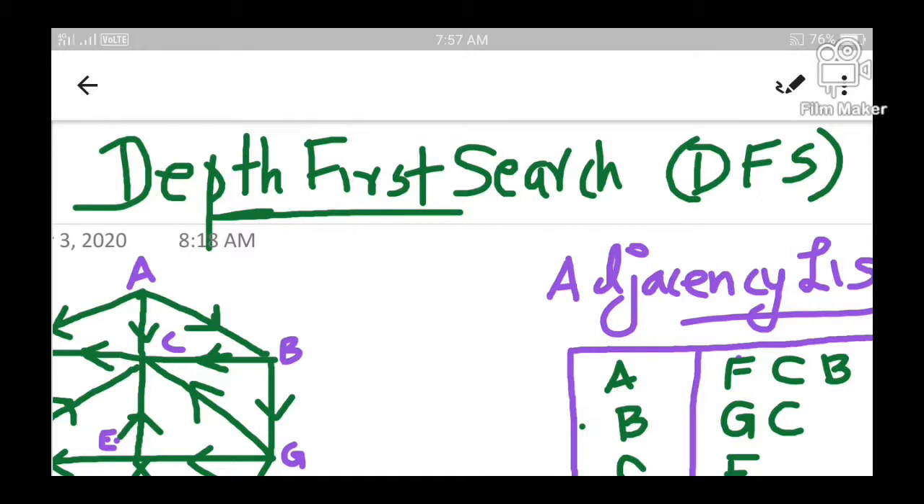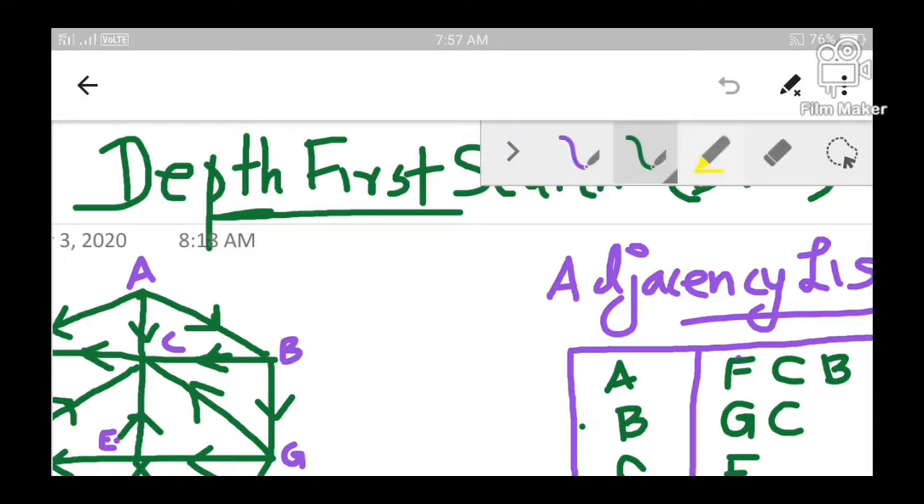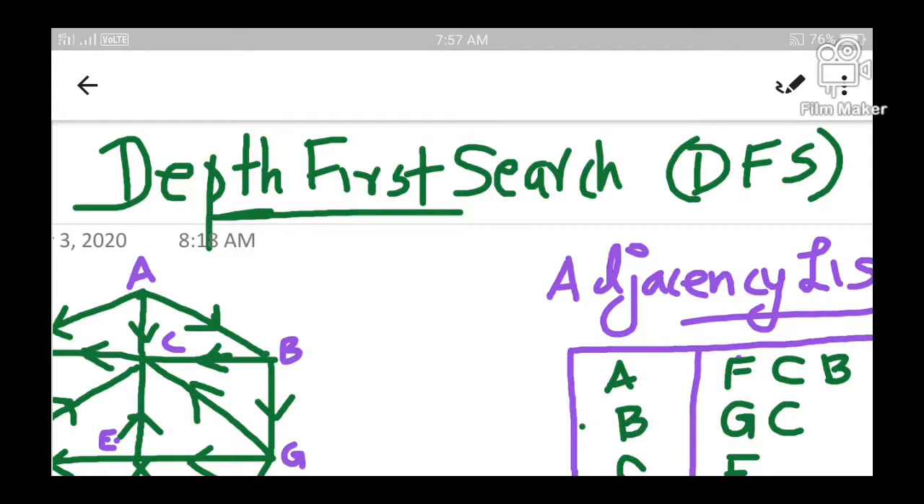Depth first search. Now, for what purpose is this algorithm used? Depth first search is used to perform a traversal operation. That means using this algorithm you can visit all the nodes of a graph, and while visiting the nodes of the graph, not even a single node is visited twice. That means you can visit all the nodes of the graph exactly once using this algorithm.